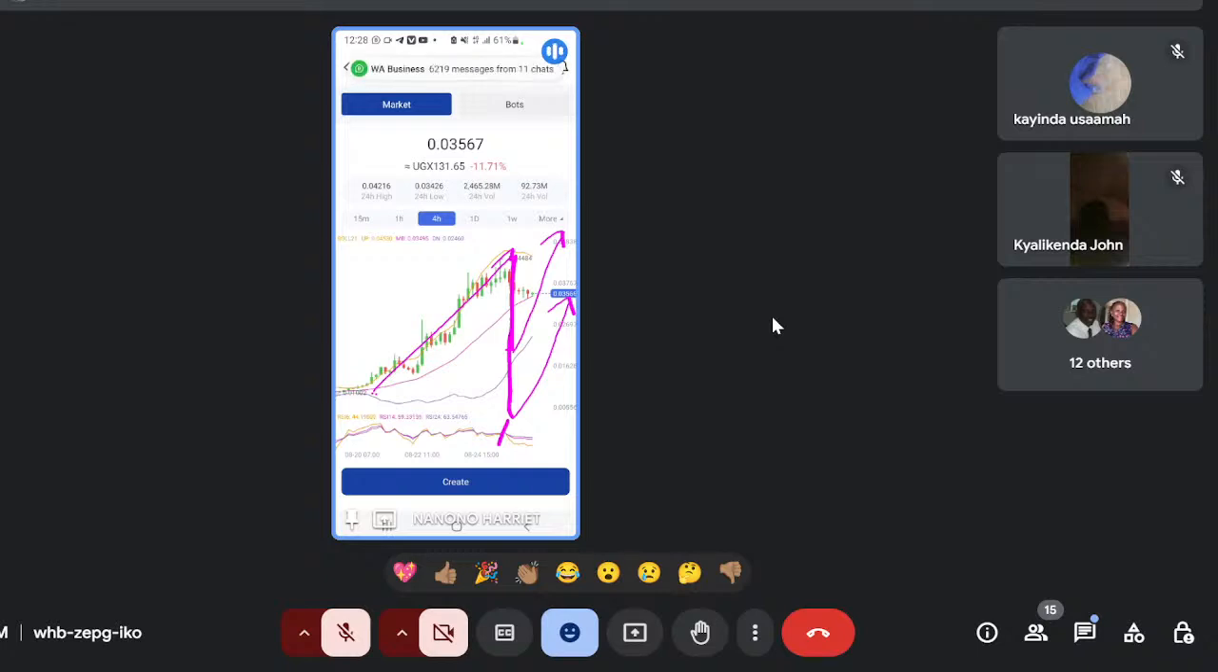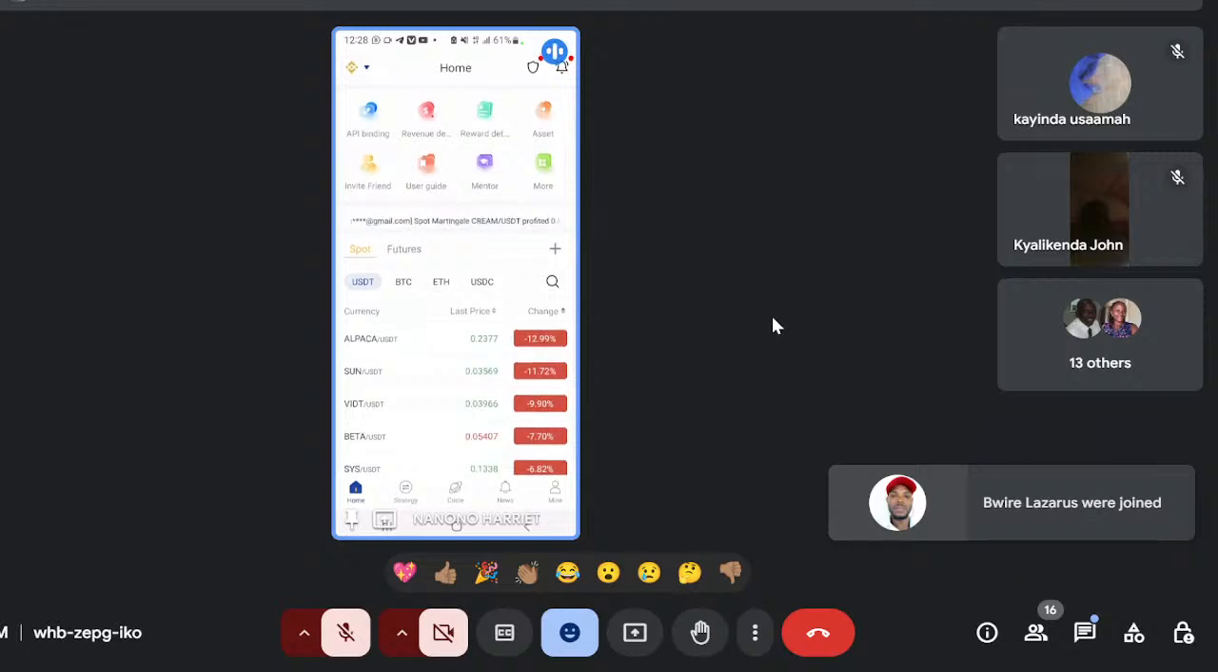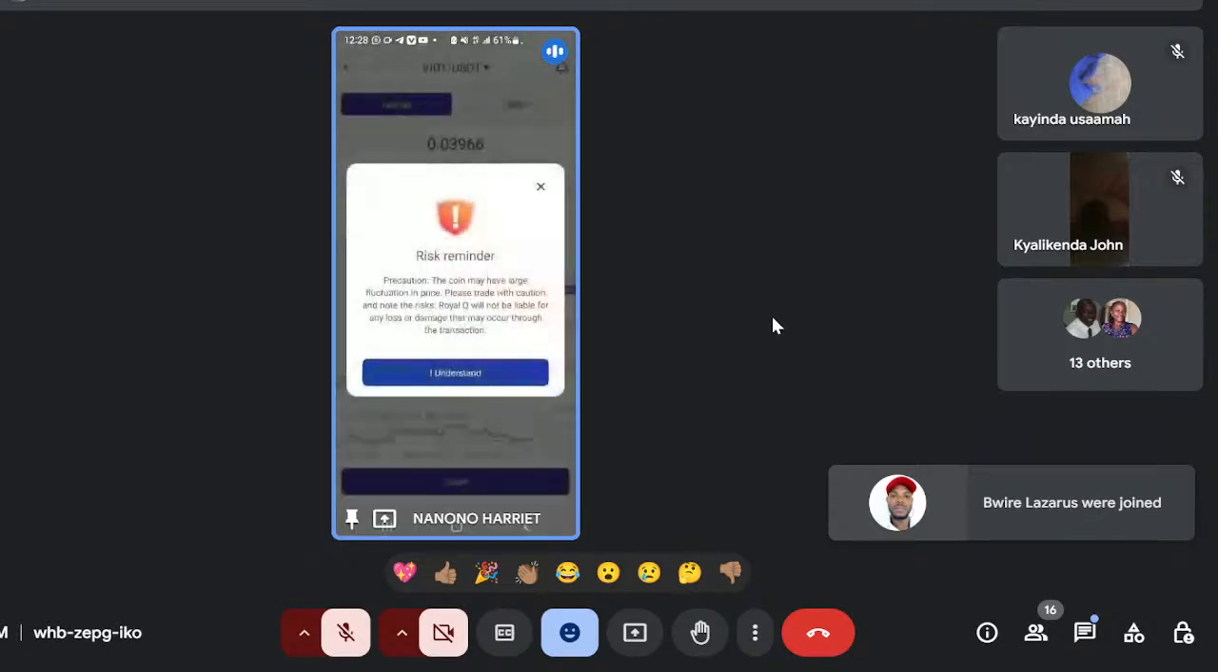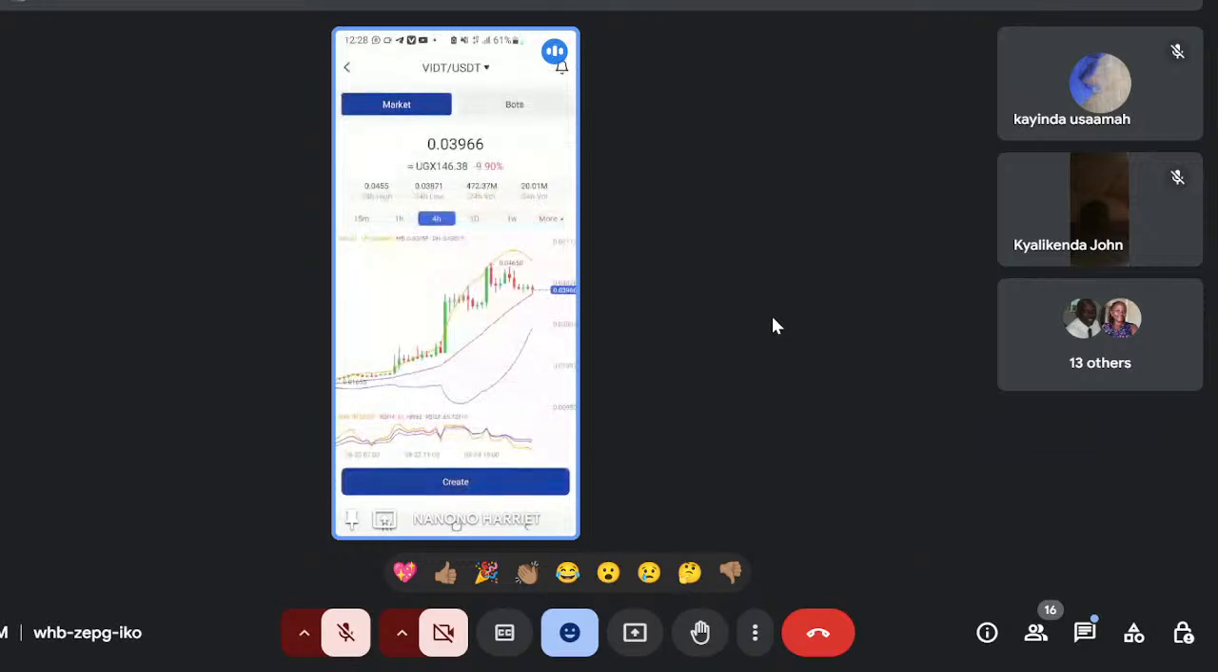So we go back and look for another trade. Then we have Vidit. How is Vidit? Again, Vidit did the same thing. It went up, and now it is coming down. Retracement, either 50 or 100% before it goes up.